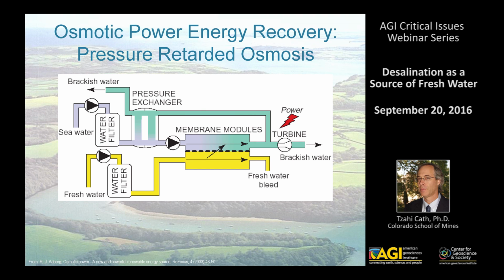And another way to recover not the energy from the pressure but the energy from the salt is a nice process called pressure retarded osmosis, that's actually recovering the chemical energy in the brine going into freshwater or seawater and recovering it as pressure energy in a turbine.